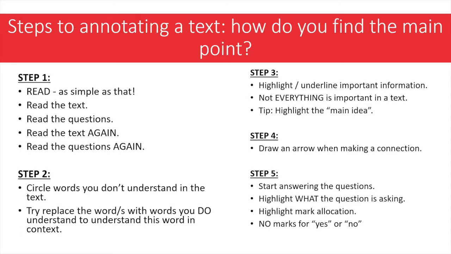Step 4, draw an arrow when making a connection from one part of the text to another. Then, step 5, start answering the questions. Highlight what the question is asking. Highlight the mark allocation to guide you when you're answering this question. And just remember that you do not get marks for yes or no. If a question is out of 2, it means you need to make 2 points.